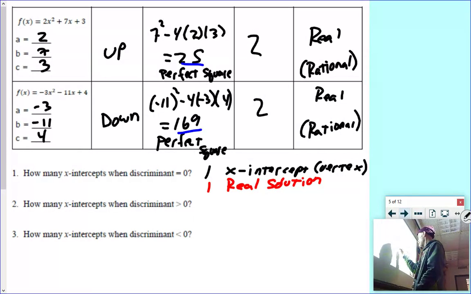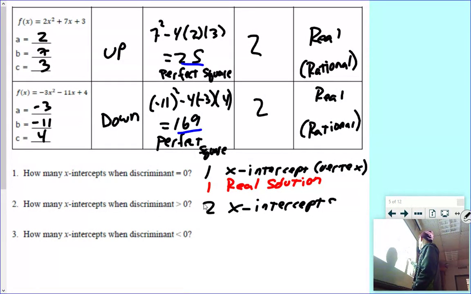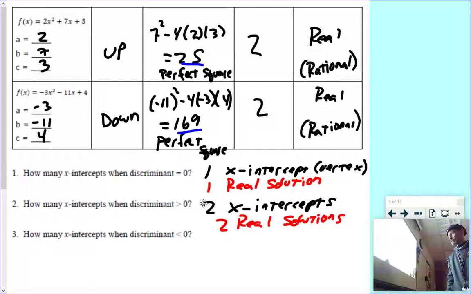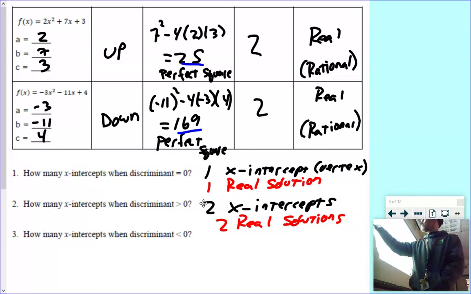Anytime you have the discriminant greater than 0, I don't care what it is, 4, 18, 207, anytime the discriminant is positive, you're going to have 2 x-intercepts, and they're both going to be real solutions. Again, they might be rational depending on if your discriminant is a perfect square. But they're definitely going to be real. Whether they're rational or irrational doesn't matter as much.